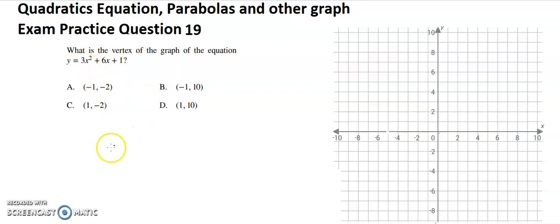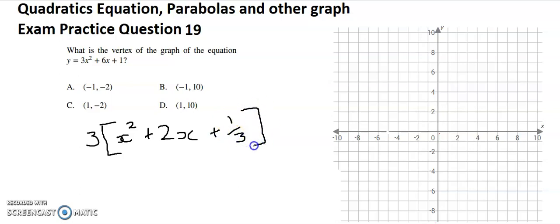Now, straight away, I am going to get my a out the front. So to do that, I'm just going to get 3 out the front and divide everything by 3. X squared, so that'll become plus 2x and plus 1/3.